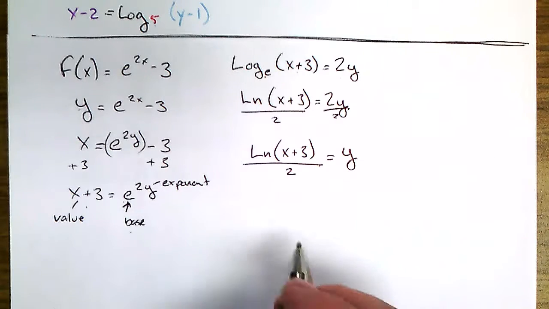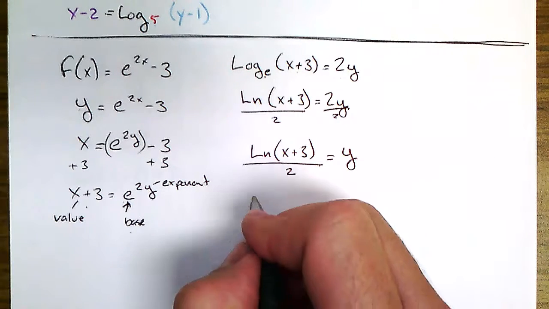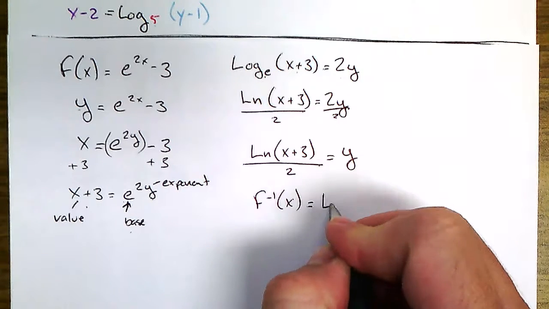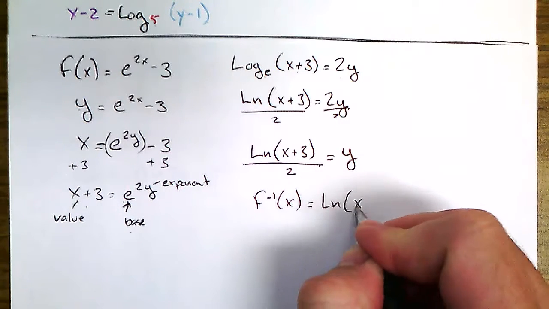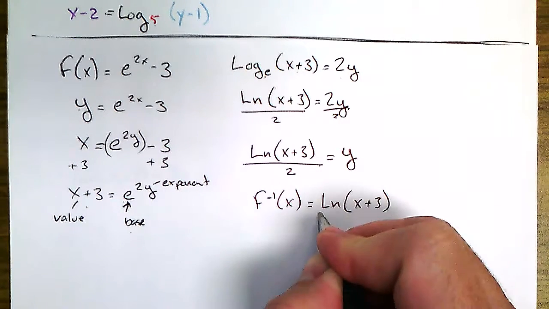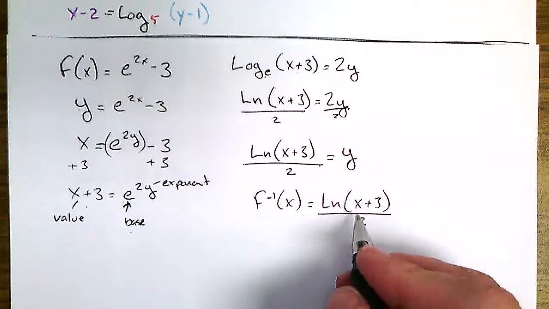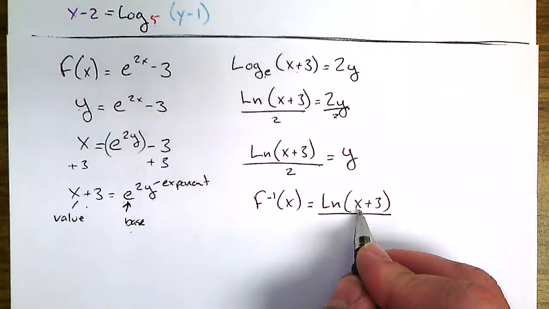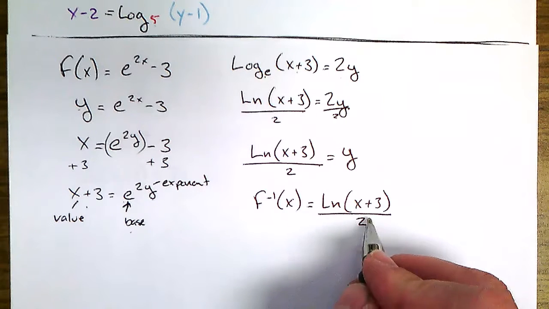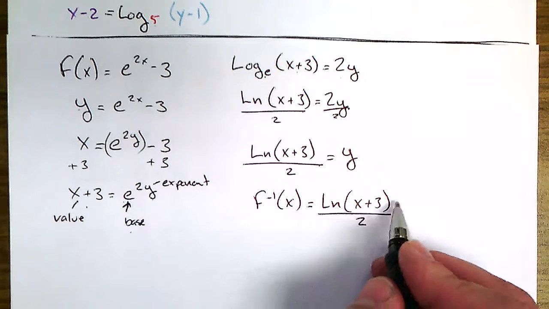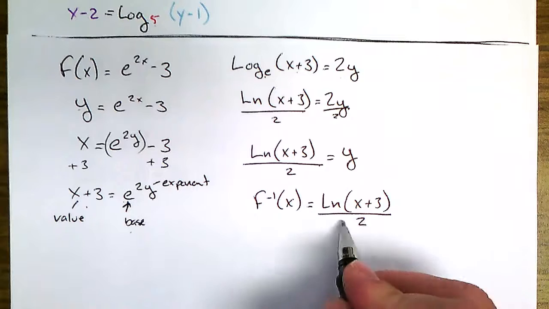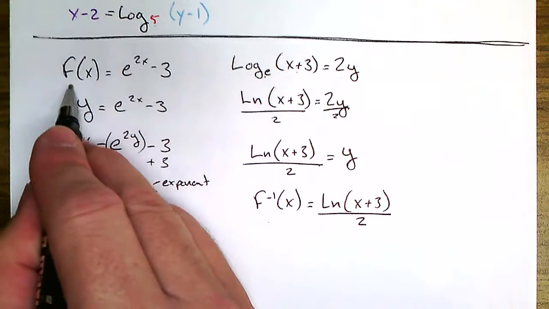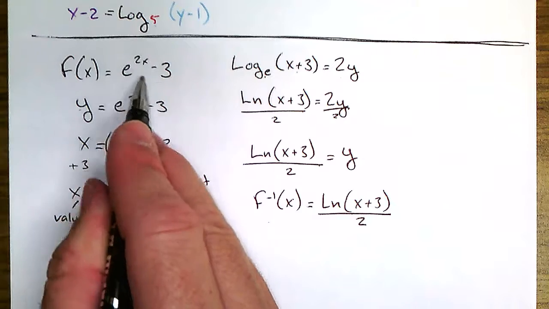And if I want to write this in inverse function form, f negative 1 of x is equal to the ln, natural log, of (x plus 3), all of that divided by 2. So be careful that you don't put the line right here and think it's the natural log of x plus 3 divided by 2. It's the natural log of (x plus 3), the entire quantity, divided by 2. And so there's our inverse of our original function, f of x equals e to the 2x minus 3.